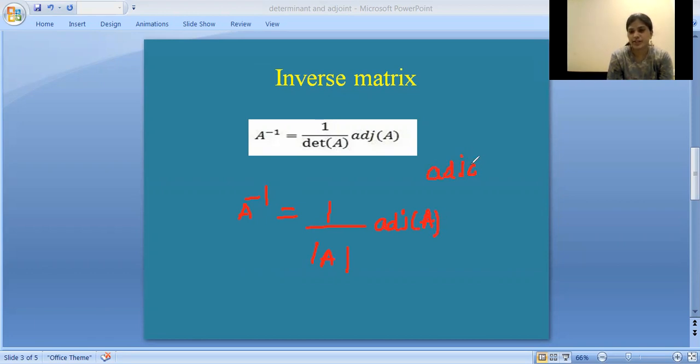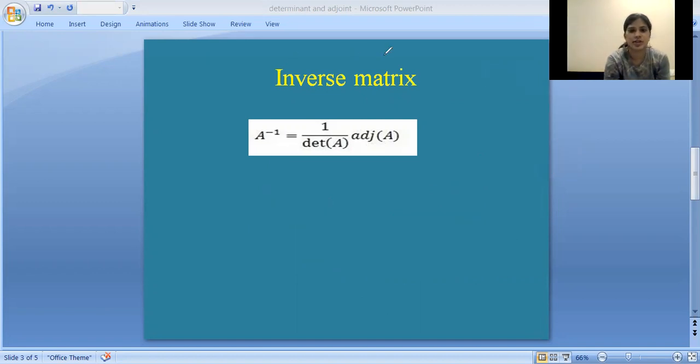Adjoint can be written as ADJ. The other name for the adjoint is adjugate. So you can represent adjoint as ADJ. So this is the way to write the inverse matrix formula. So now we are going to learn about the determinant as well as the adjoint matrix for a 2 cross 2 matrix.